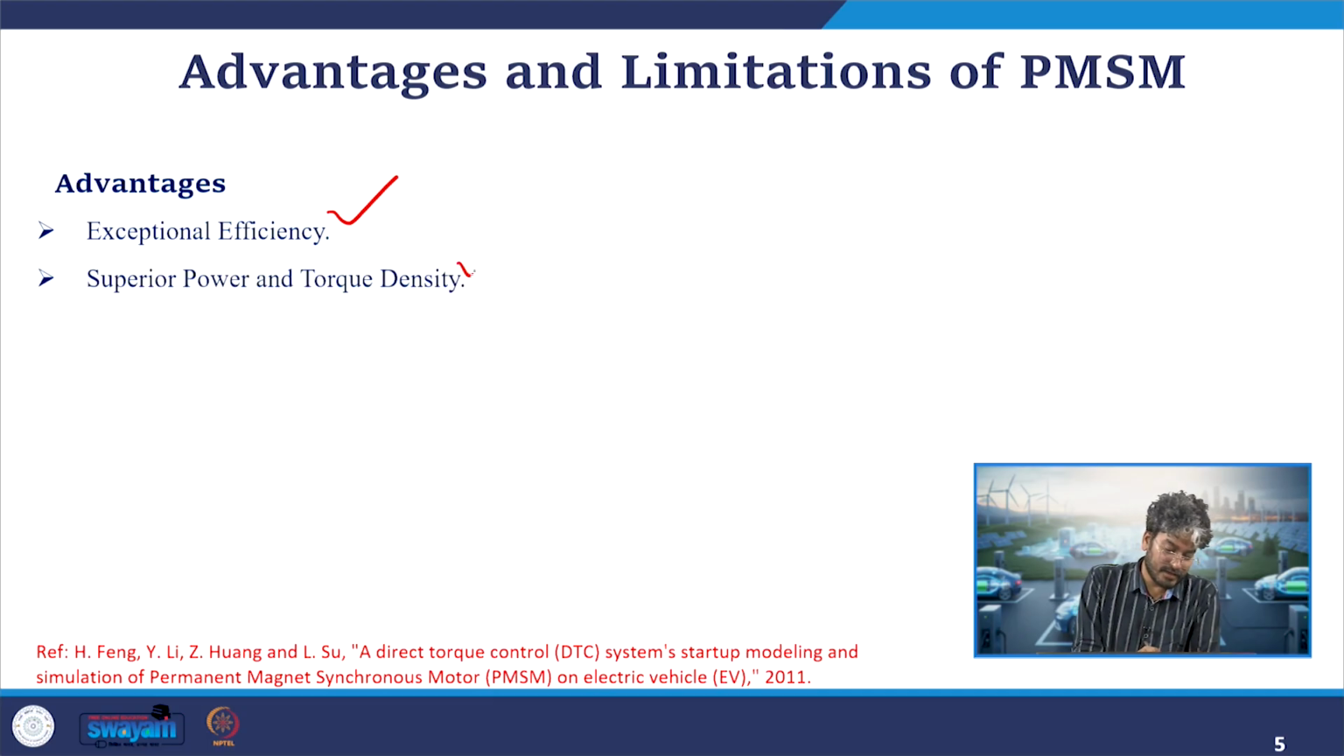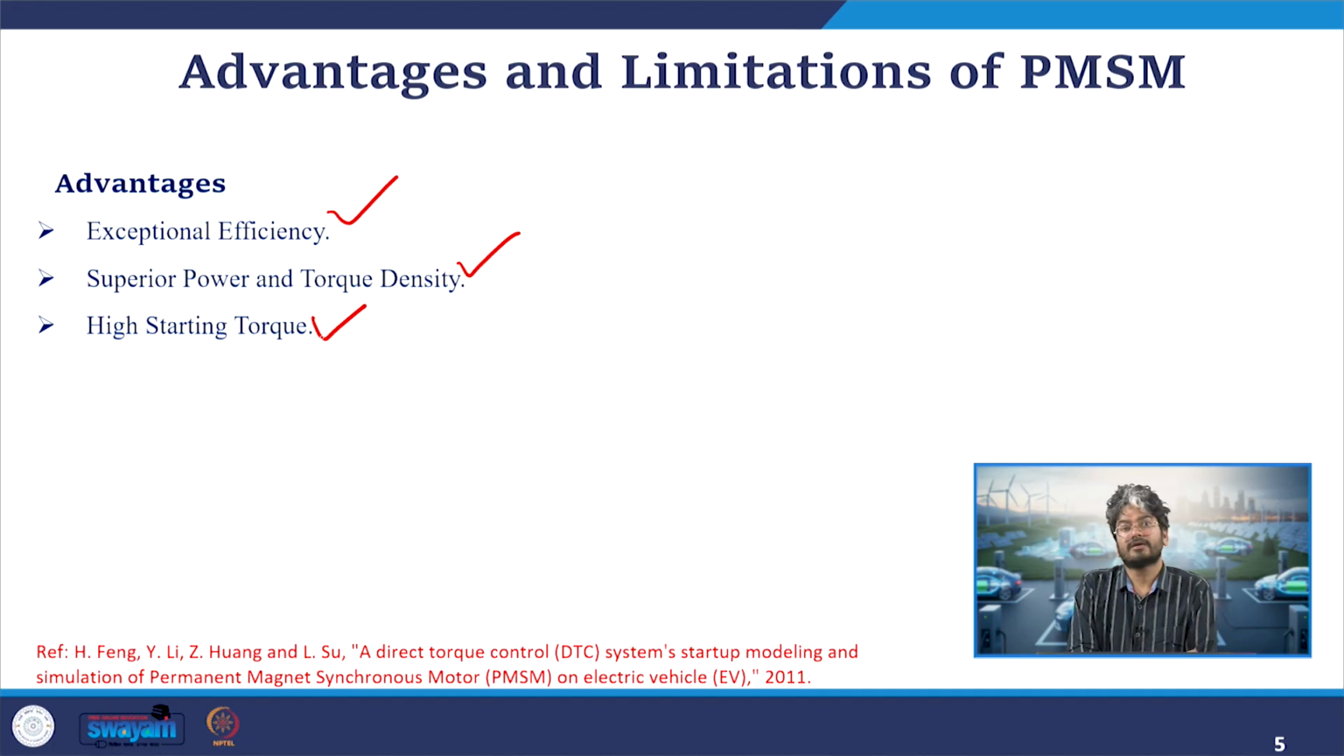Superior powertrain and torque density, we have seen this in the last slide. Because of the compact structure, its power density or torque density will be higher, and it will occupy less space on the electric vehicle. High starting torque, this is one more advantage. During starting, we know that the inertia will be high and the vehicle will not try to move, so we have to apply a higher starting torque, which is available with our PMSM.